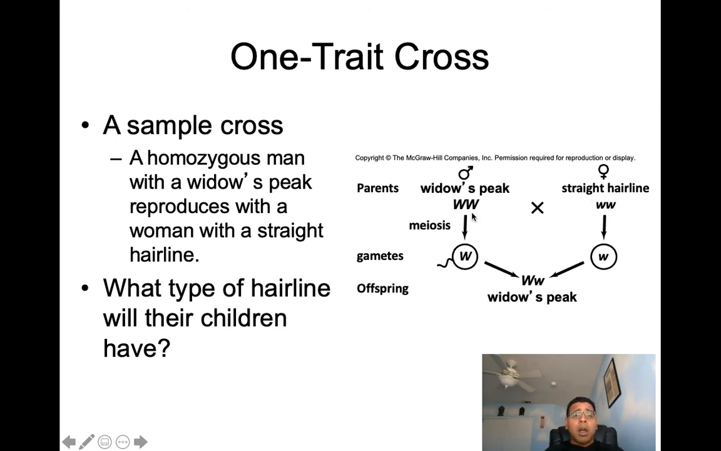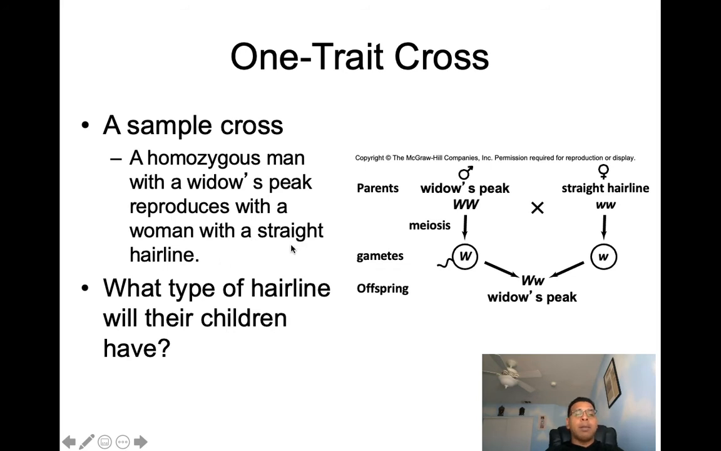Now, here when we talk about the male, we know he is homozygous. Homozygous tells us that this genotype cannot be a capital W and a lowercase w, because that would be considered heterozygous, as we've already determined. So a homozygous man with a widow's peak, that's telling us a homozygous dominant genotype, is to reproduce with a woman with a straight hairline.